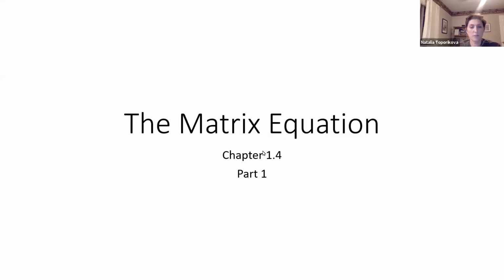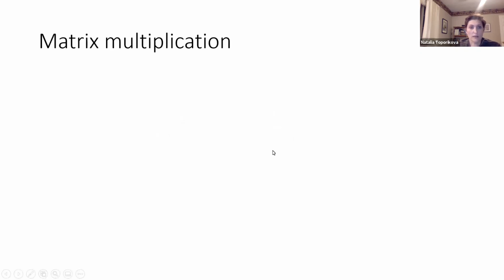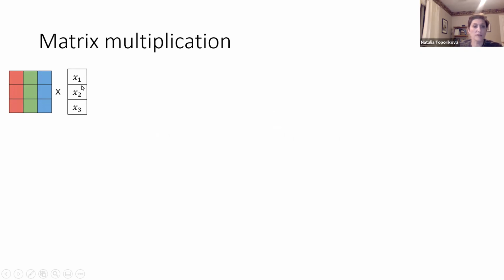This is the first part of chapter 1.4, and we're going to talk today about matrices, matrix multiplication, and matrix equations. So how do we multiply a matrix by a vector? Let's take a simple matrix, like a 3 by 3 matrix, and multiply it by a vector of 3 components, which we call x1, x2, and x3.